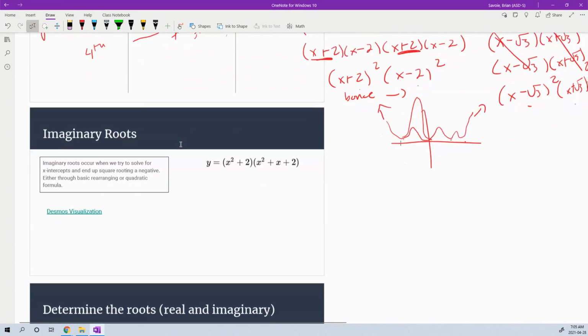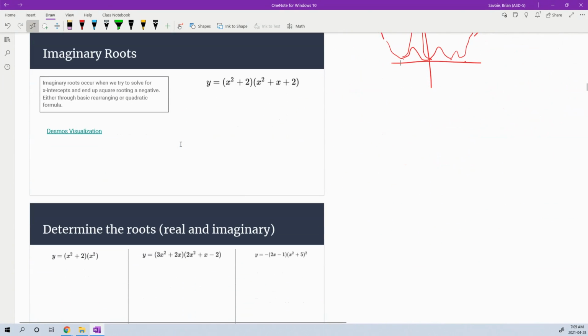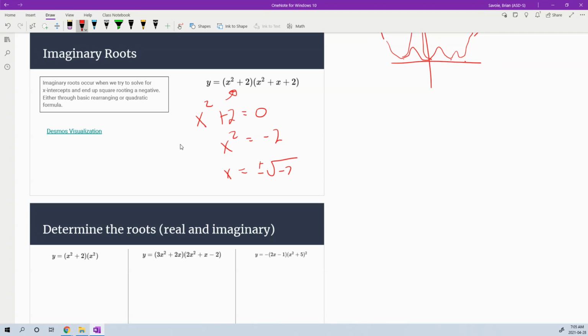All right. And finally, let's just talk about imaginary roots. There are going to be cases where you're just not going to be able to solve for x-intercepts on part of the graph. And so let's just look at this. To find imaginary roots, you just set it up like normal. So I'm just going to say, hey, x squared plus 2 has to equal 0. Well, then I get x squared is equal to negative 2. Then I would want a square root, and I get plus minus the square root of negative 2.